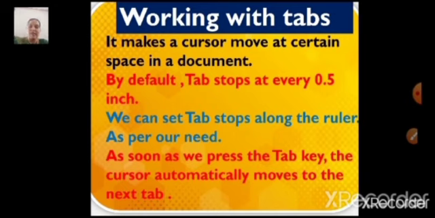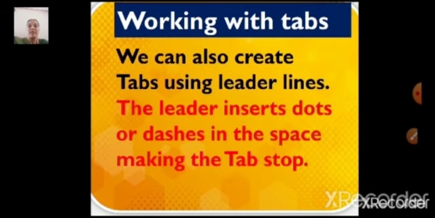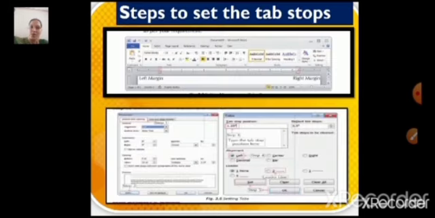We can set tab stops along the ruler. As per our requirements, once you set that, as soon as we press the tab key, the cursor moves forward according to your set size and stops there. We can also create tabs using the leader line that provides a dashed or dotted line between the text. This is possible with the help of the tabs option.